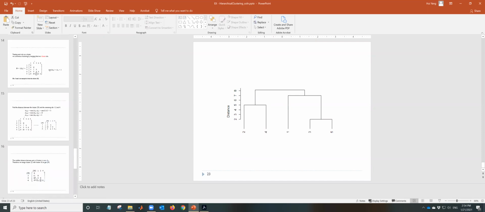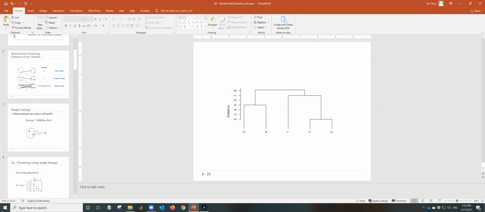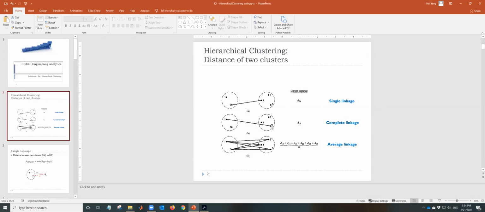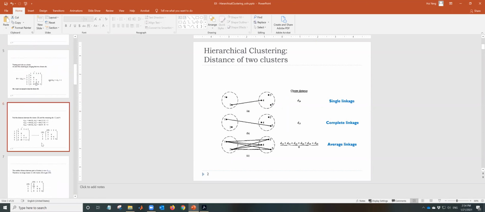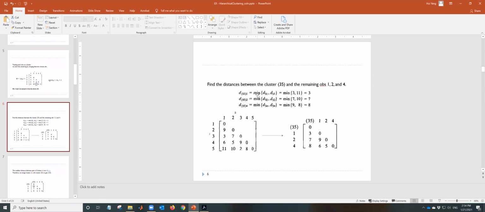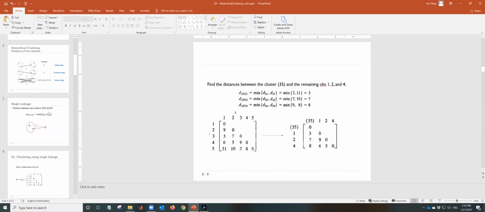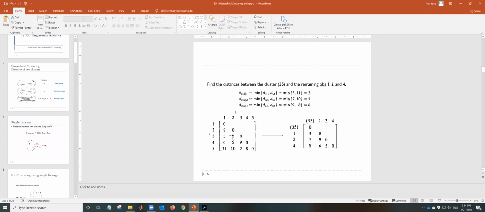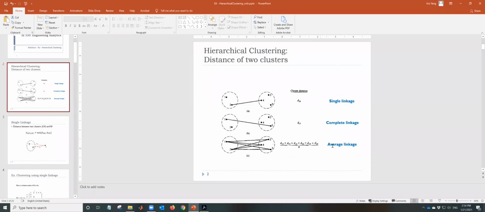So this is hierarchical algorithms. I think the key is here. Single linkage is the minimal. So when we do the calculation here, this is a minimal. But complete linkage is actually the max, and then average linkage is you do the average. So minimal, maximal, and then average linkage.